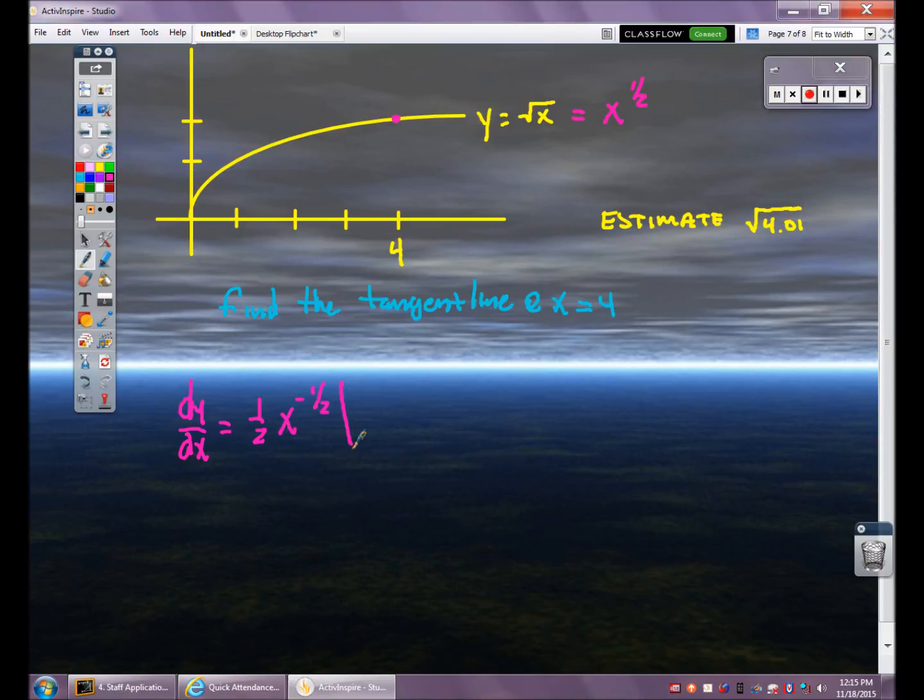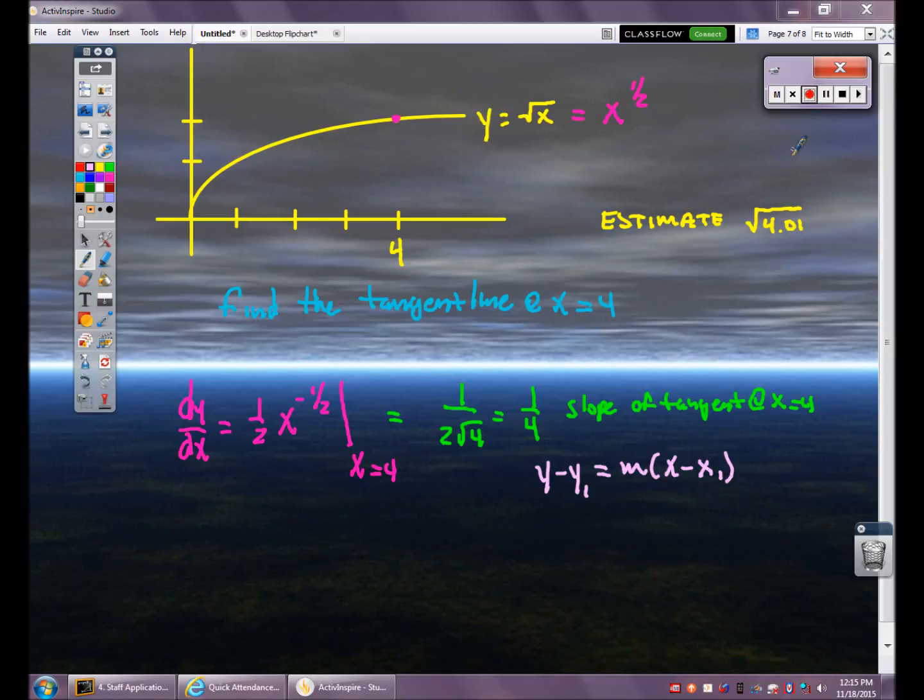Now I want to evaluate that at x equals 4. Instead of x to the negative 1/2, I'm going to write that as the square root of x in the denominator and plug in a 4 for x. That's going to give me 1/4. This is my slope of the tangent line at x equals 4.